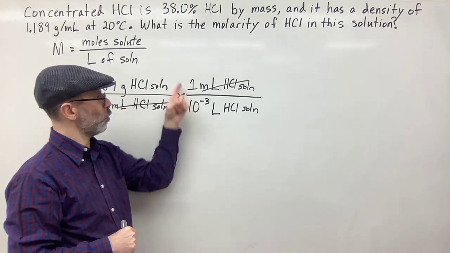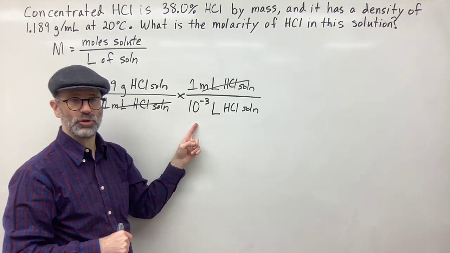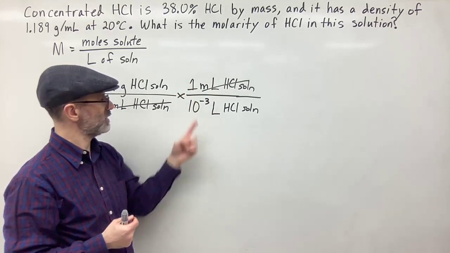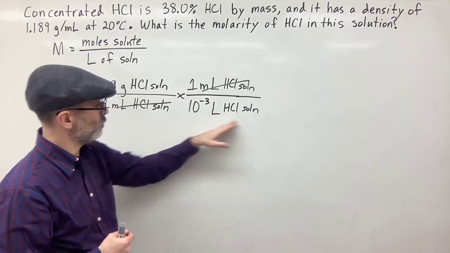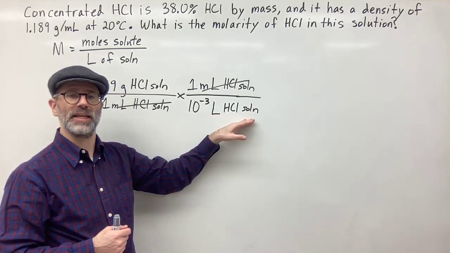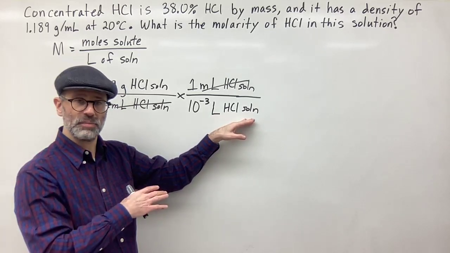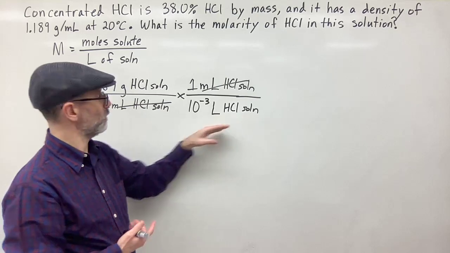I could have used 1,000 milliliters is equal to 1 liter. It works out the same. It's the same ratio. Okay, so now that I have liters of the HCl solution on the bottom, I'm done with that. I'm going to go to the top.